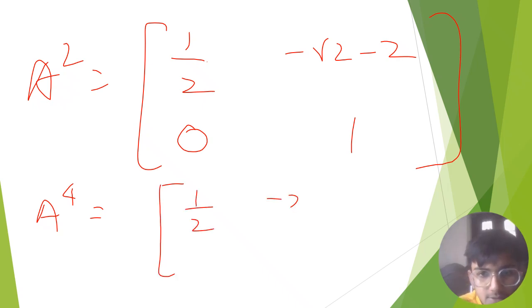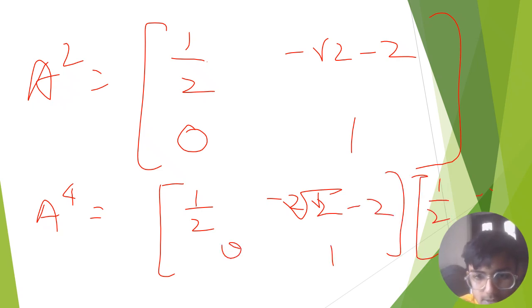1 by 2, minus 2, minus root 2, minus 2, 0, 1. 1 by 2, minus root 2, minus 2, 0, 1. Because the pattern is not clearly visible here, or it might be visible and not visible to me right now.